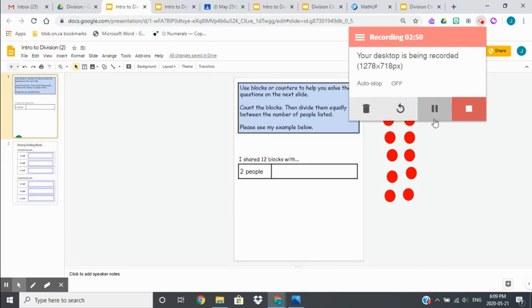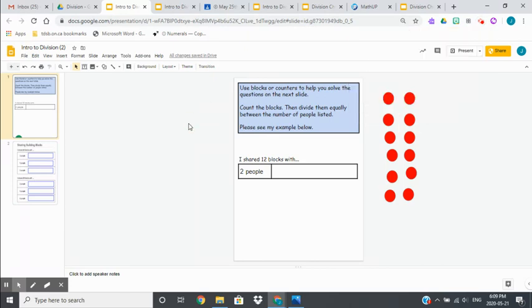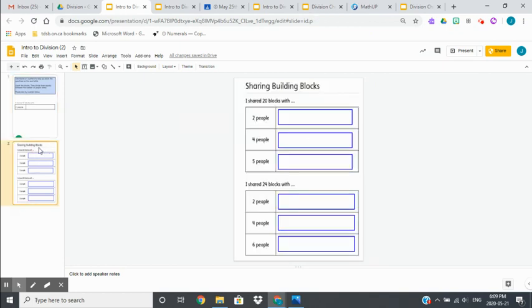This is what your work looks like. I'm going to give an example on this page, but this is what you're going to be given. You're actually only doing the first 2 questions today. So if you shared the 20 blocks with 2 people, how many would they get? 4 people, and then 5 people. And then you're going to do the same type of problem, but this time you're given 24 blocks to divide, and you have to divide them among 2 people, 4 people, and 6 people.